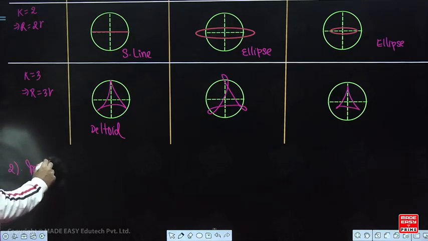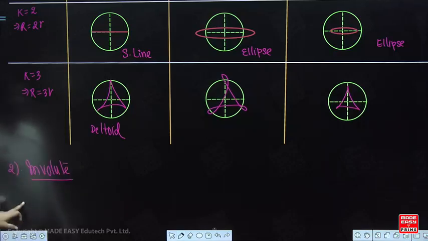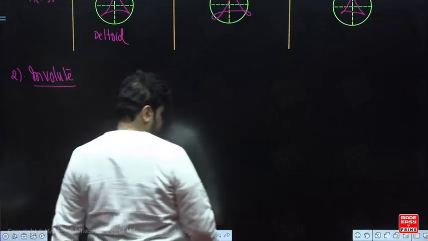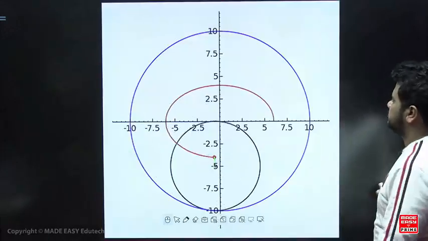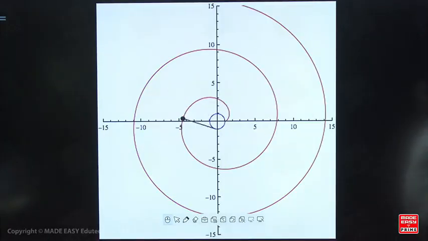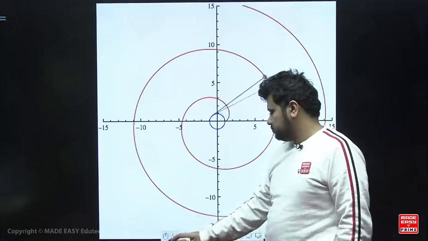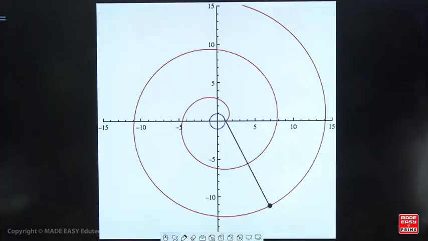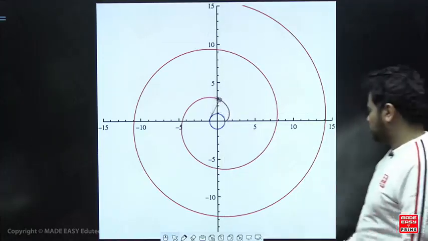The second one is your involute. Now let us see what an involute is. See, what is an involute? Watch the animation carefully, what is happening. You can see that there is a thread which is unwinding, from a circle a thread is unwinding. The curve that is traced, the red colored curve, is basically called an involute. So when a thread unwinds from a circle or any polygon, the curve traced is called an involute. Okay, this is called an involute, right?